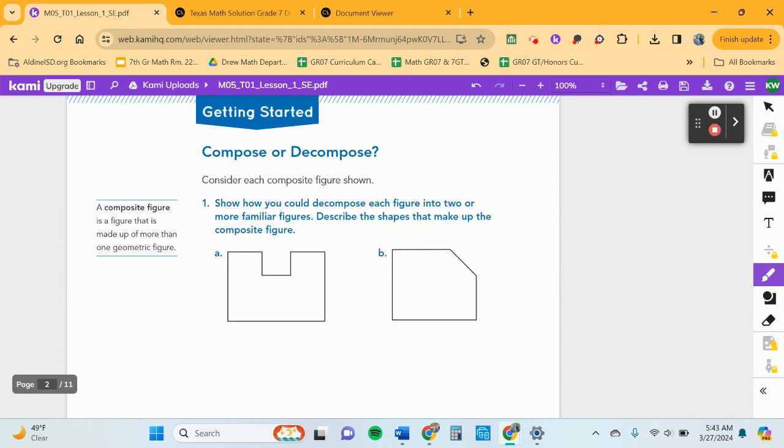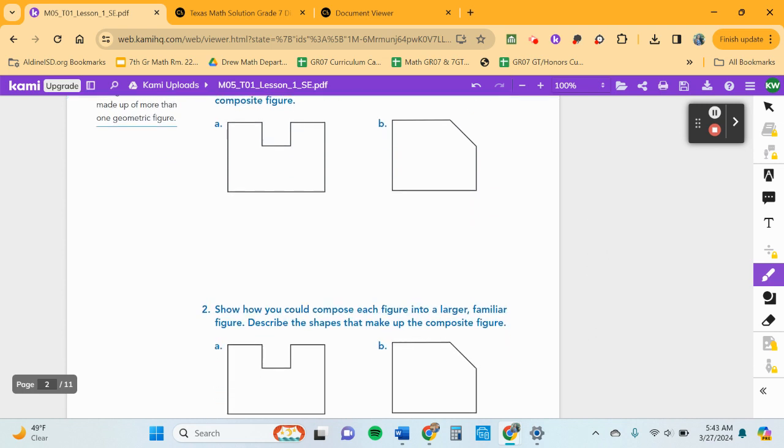It reads, consider each composite figure shown. Number 1, show how you could decompose each figure into two or more familiar figures. Describe the shapes that made up the composite figure for A and B. Then number 2, it says show how you could compose each figure into a larger familiar figure. Describe the shapes that make up the composite figure.